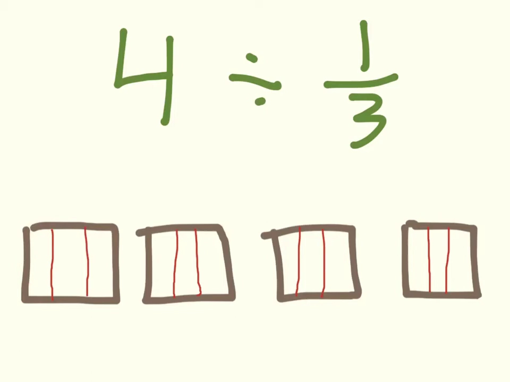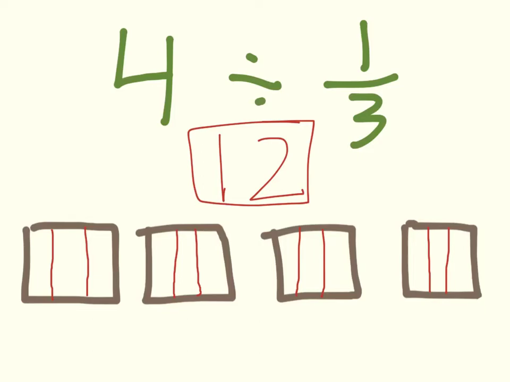How many thirds are there in 4? Again, our divisor got smaller, right? 1/3 is less than 1. How many thirds are there in 4? 1, 2, 3, 4, 5, 6, 7, 8, 9, 10, 11, 12. The answer would be 12. Our answer went from the last problem, 4 divided by 1, which was 4, and now it's gone up to 12.